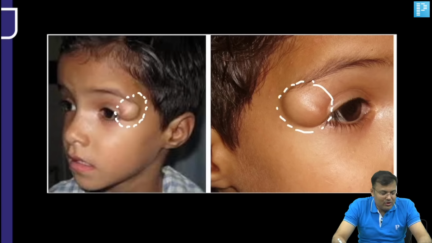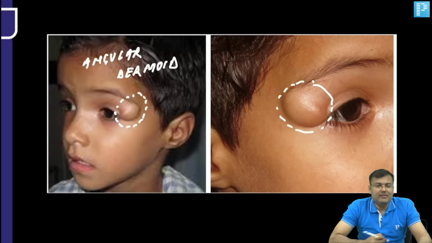Priyansh, you tell me. Rohan, Dr. J, what is the diagnosis, guys? This is angular dermoid. And what is the question which is asked in exam? They ask that what is the treatment of this angular dermoid?